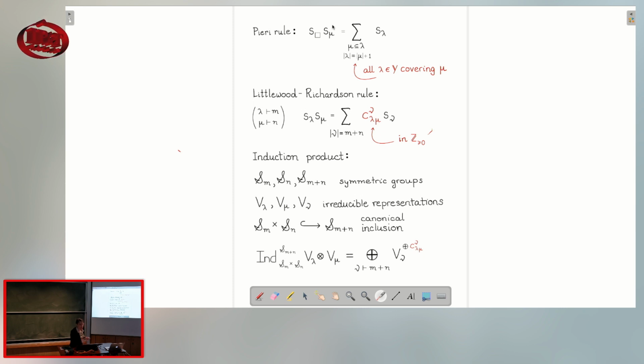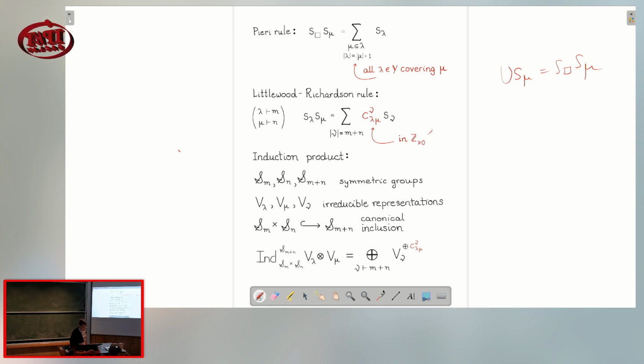Can I formulate this in terms of this up operator? It looks like the up kind of applies. Yes, it is the up. If you like, the up operator of S mu is this, in that language, kind of.